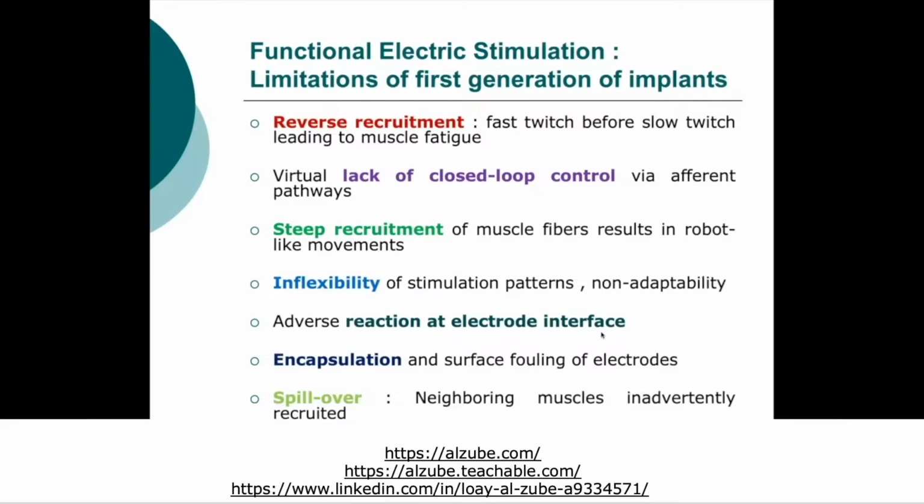And then we have something called spillover, which is when you are stimulating specific muscle fibers, the activation could go to a neighboring muscle, and that will result in recruiting muscle fibers that you don't want to recruit. So I hope that this is an overall look at the big picture of the challenges and the limitations of the first generation of implants.